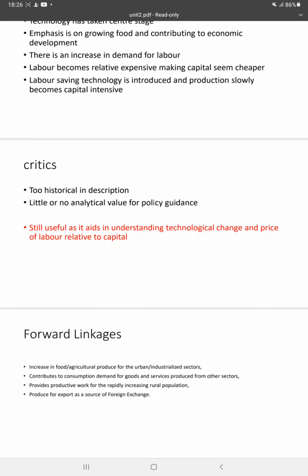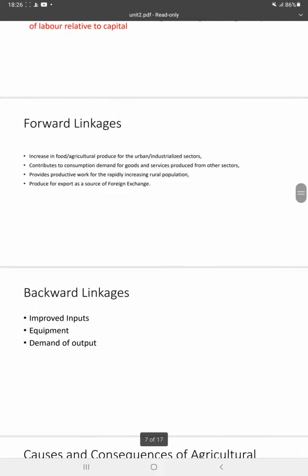Still useful in understanding the value of technology, price of labor. What are some of the forward linkages now? Linkages are very important. Number one, there was an increase in food or agricultural produce for the urban or industrialized sectors. Again, it contributes to consumption and demand for goods and services produced from other sectors. So there is an increase in the demand.